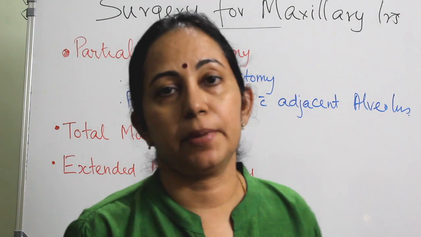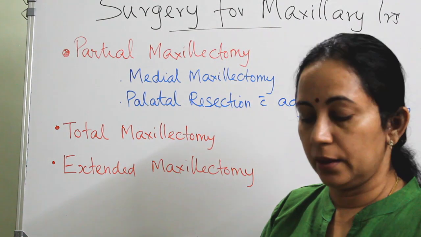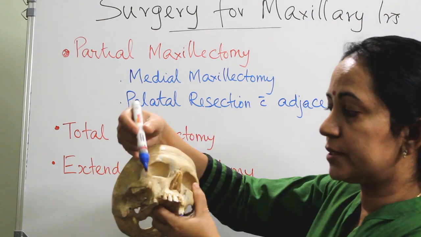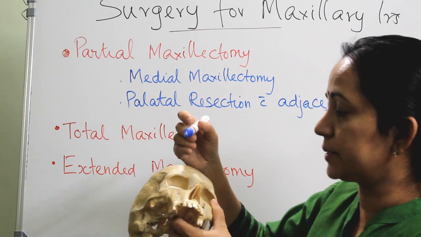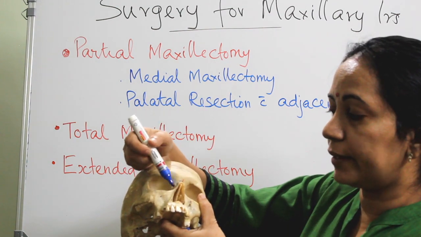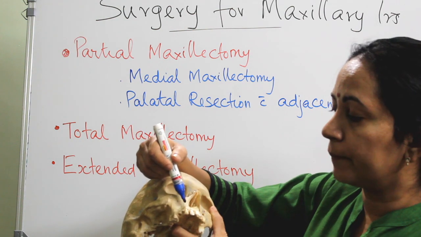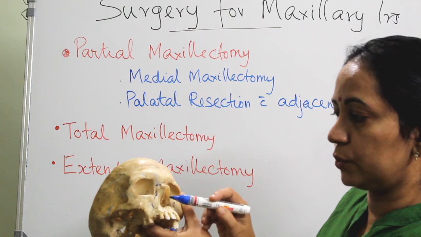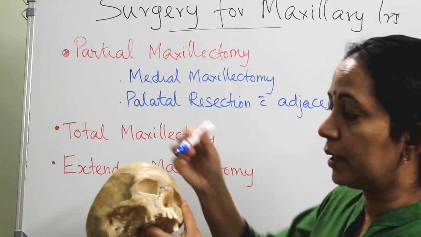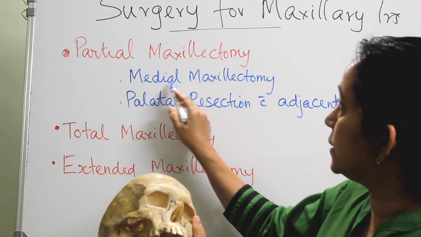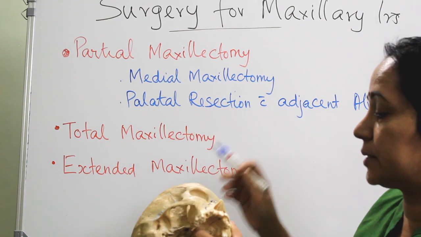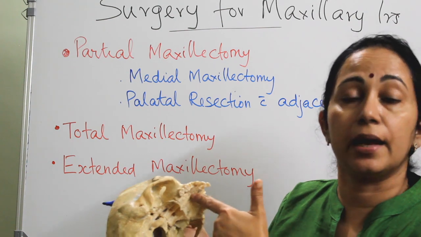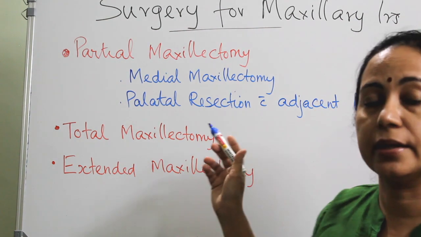So what is this partial maxillectomy? We are partially removing the maxilla. It becomes partial maxillectomy. So if the lateral wall of nose, that is the medial wall of maxilla, along with the ethmoid sinus is removed, it becomes medial maxillectomy. Then the removal of the hard palate along with the adjacent alveolus is called palatal resection.